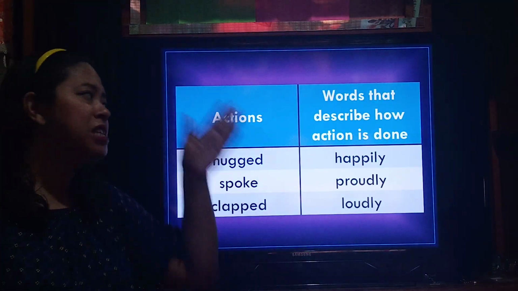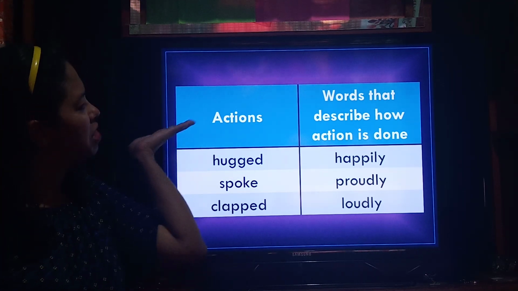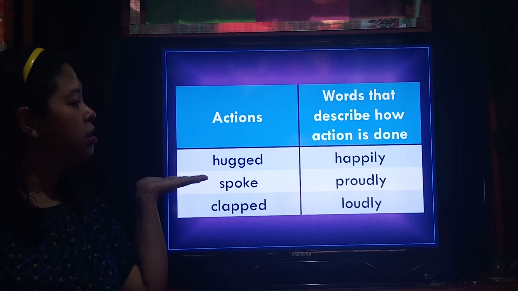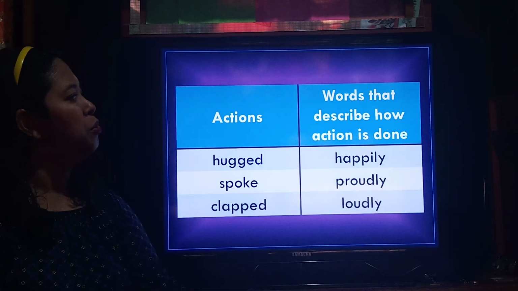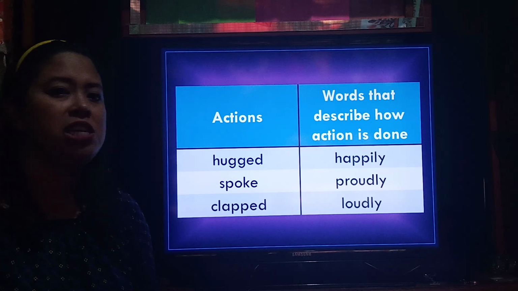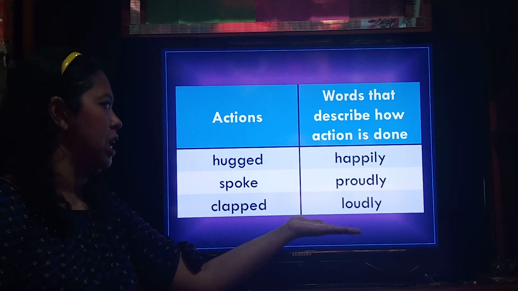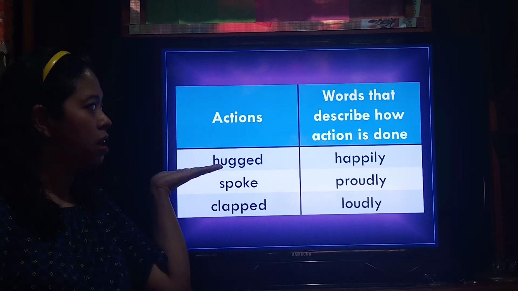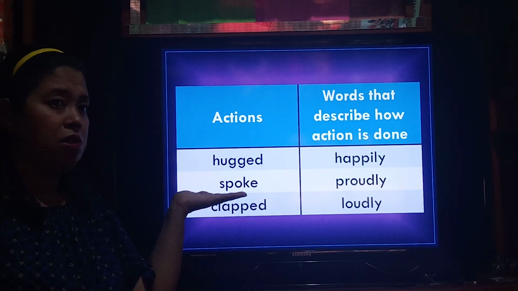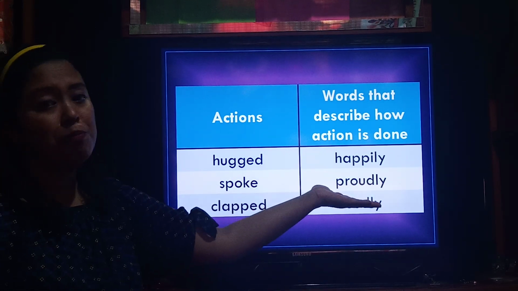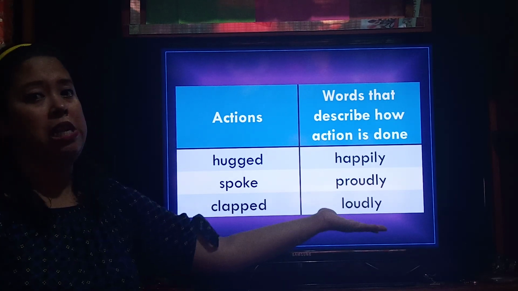Okay, let us now check the actions as I have stated earlier. What are the actions? So it's hugged, spoke, and clapped. Whereas the words that describe how the action is done are happily, proudly, and loudly. Hugged, how is it done? Happily. Spoke, how did the principal speak? Proudly. How did the children clap? Loudly.